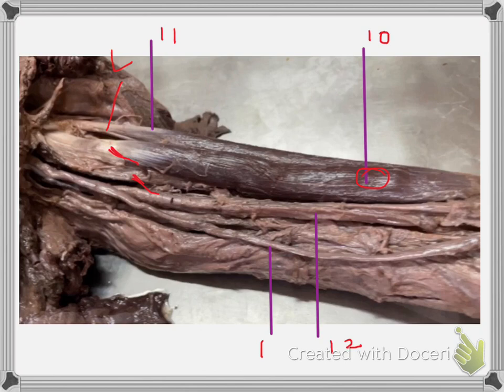And number 12 is brachial artery. At the level of the neck of the radius it terminates, dividing into radial artery and ulnar artery. It is a continuation of the axillary artery. These are all the sub questions, any one can be asked.